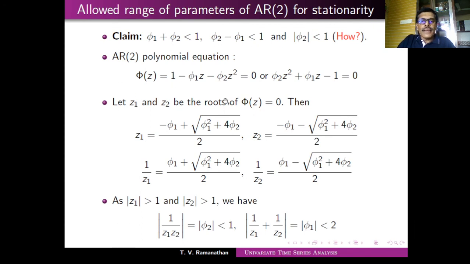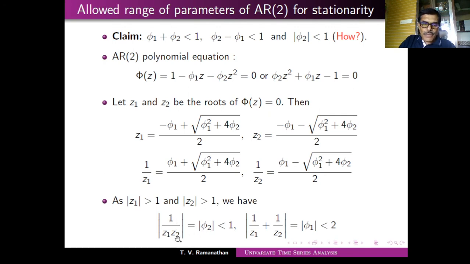That's not difficult. A little bit of algebra, standard algebra. So for example, if I have two roots for this equation, the roots are given by minus b plus or minus square root of b squared minus 4ac, by 2a. So I have this polynomial equation equated to 0, solve, these are the two roots, and the reciprocal is given by this. Now, because I want these roots to be greater than 1, I'll consider z1, z2 greater than 1. So if I consider 1 by z1, 1 by z2 with absolute value, and multiply them, that will be equal to my phi 2. So I'll get absolute value of phi 2.